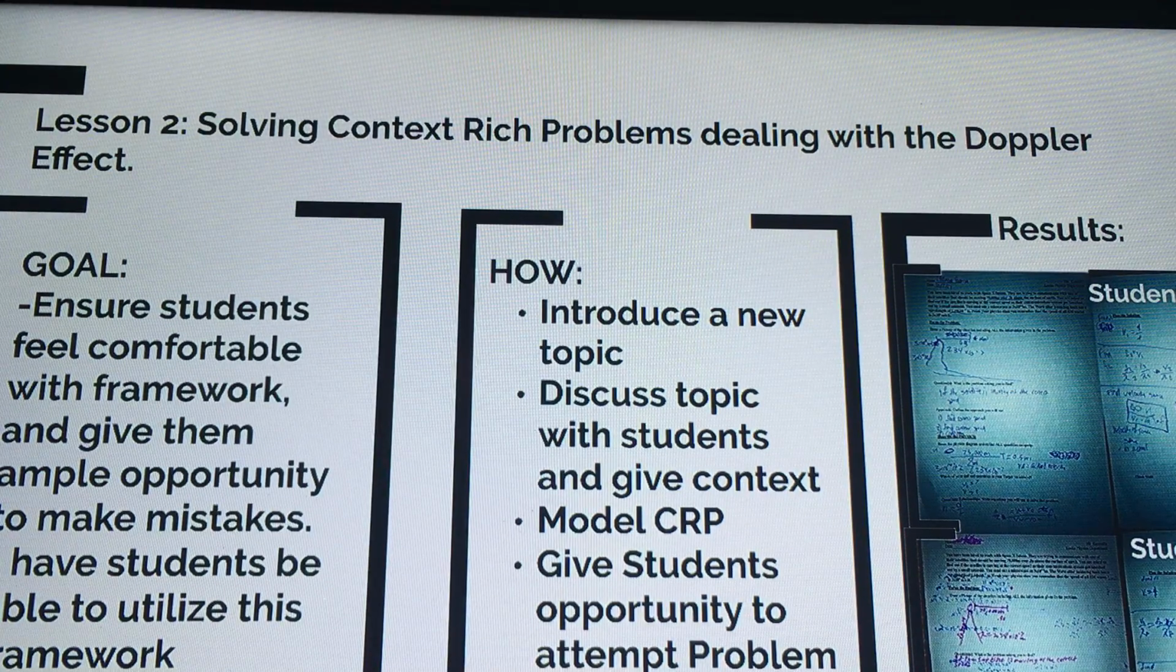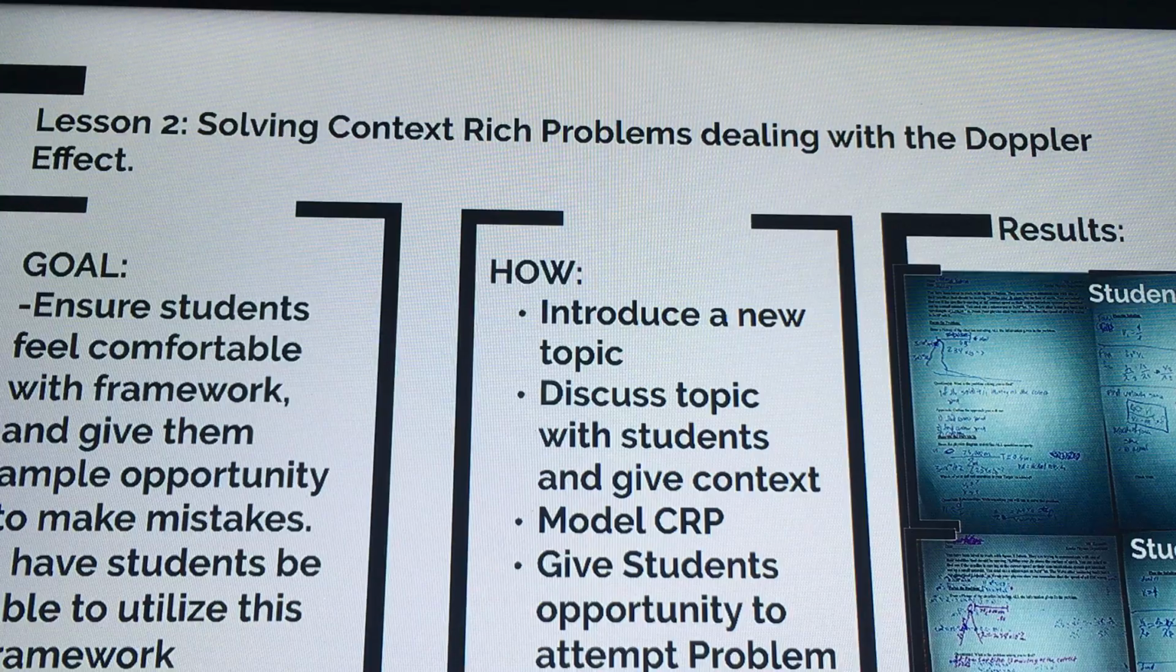Wonderful. Solving context-rich problems, dealing with the Doppler effect. So their second experience with this, after we did our wave problem, we reviewed that with the class, and we discussed some of the major issues or pitfalls that they may have gone through. Now, what we did next was we introduced a much more complicated problem, something that really, really needed this framework, which had to do with echolocation.